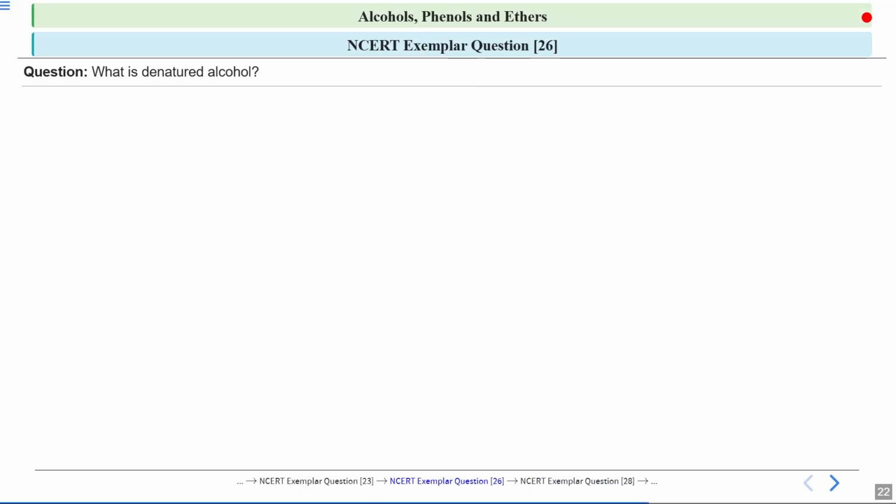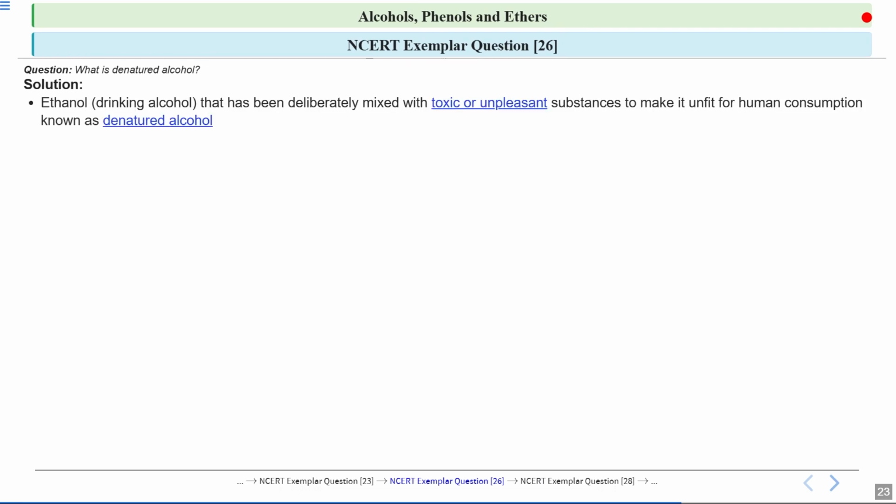Now let us see the next question. It is asking, what is denatured alcohol? So you need to tell me what denatured alcohol is. Let us see the solution. Ethanol is a drinking alcohol. The alcohol which is available in the market for drinking is ethanol.